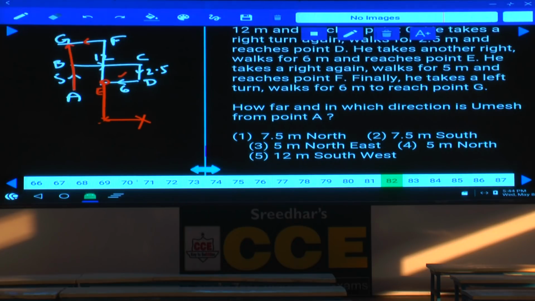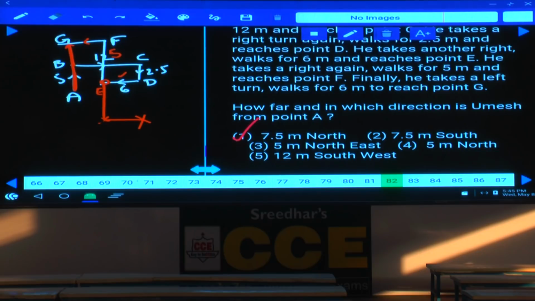Then 82, how far and which direction is Umesh from point A? Now between point A and final position, what is the distance here? From here to here it is 5, and here to here, tell me what is the distance here? The distance is 2.5. From here he traveled 5 meters, isn't it? And total 2.5 plus 5 will be how much? 7.5. 7.5 towards which direction? Towards north. 7.5 towards north, choice 1.